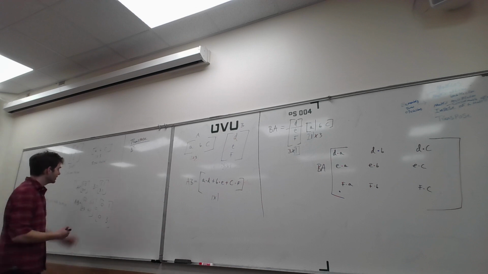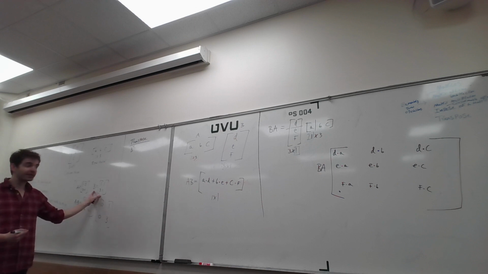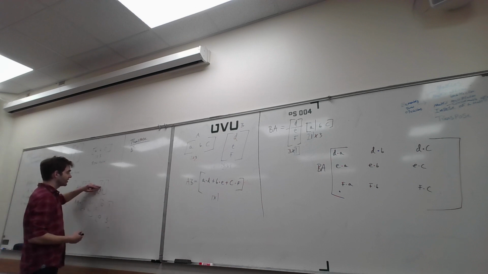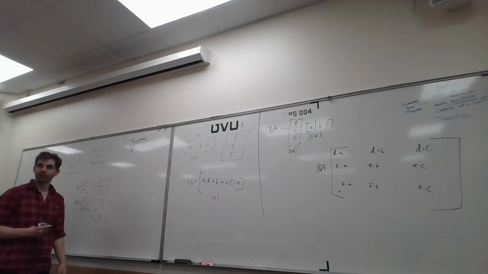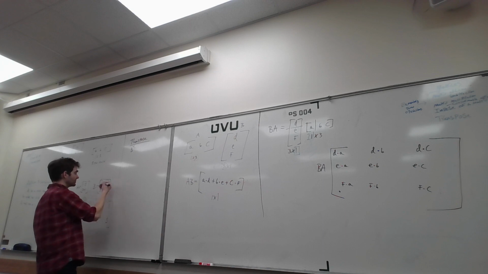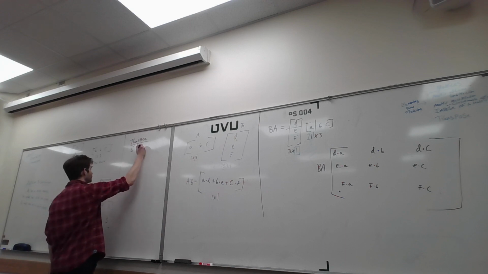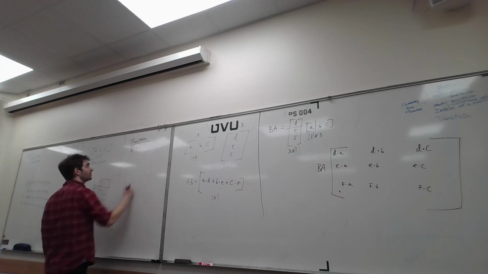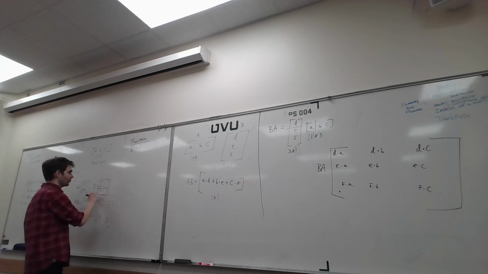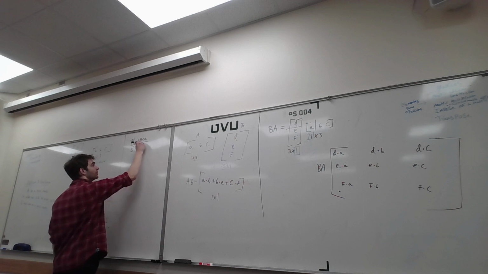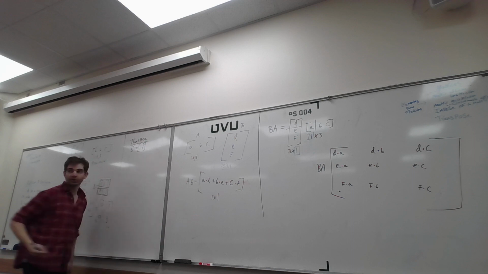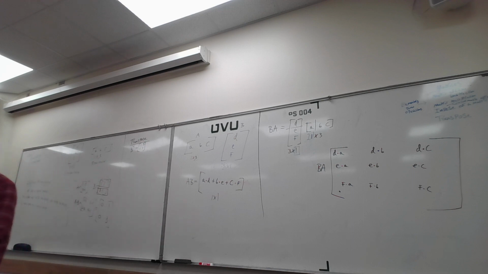So if this is B down here, I take the first row vector, and that becomes the first column vector. So if this is the B that I'm working with, B transpose would be 1, 1. And then the second row vector becomes the second column vector, 3, 1. That is the transpose of B.